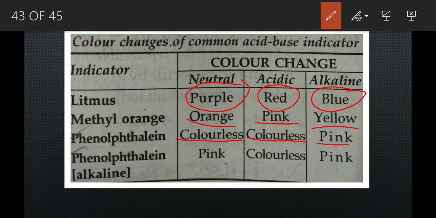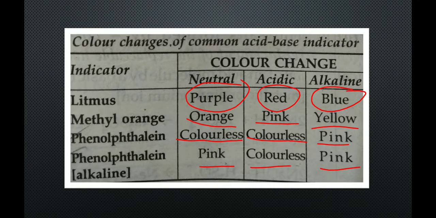And there is another type of phenolphthalein which is alkaline phenolphthalein. Then in neutral it shows pink. In alkaline solution it shows pink. But in acidic it remains colorless. Okay. So these are the color changes of common acid-base indicators.